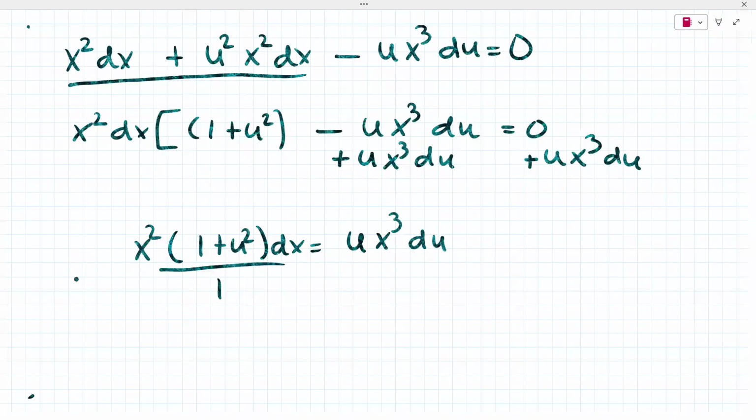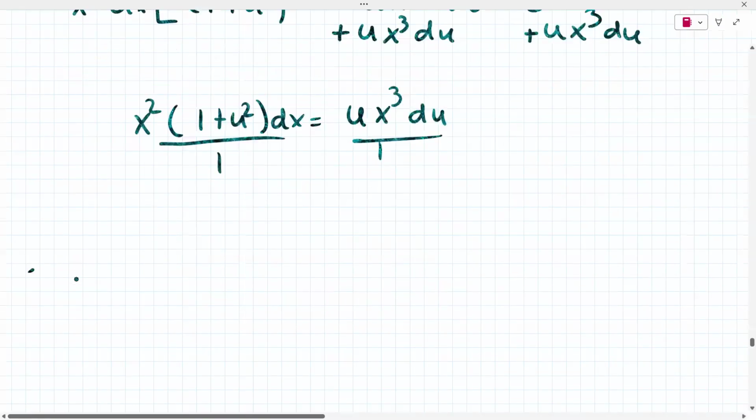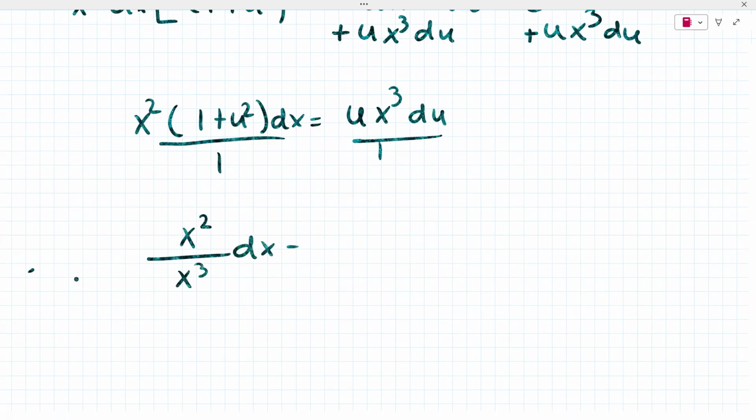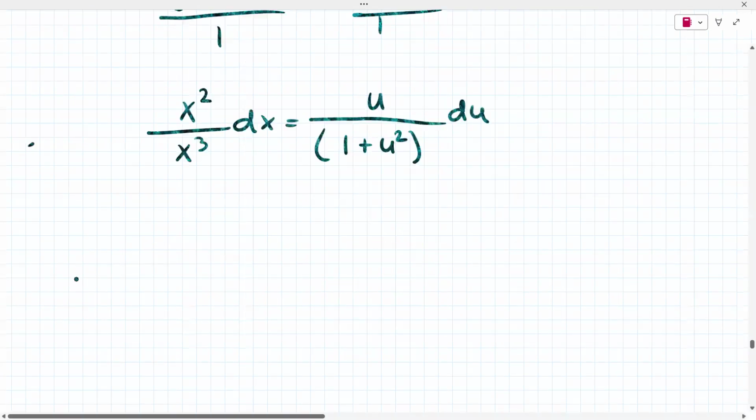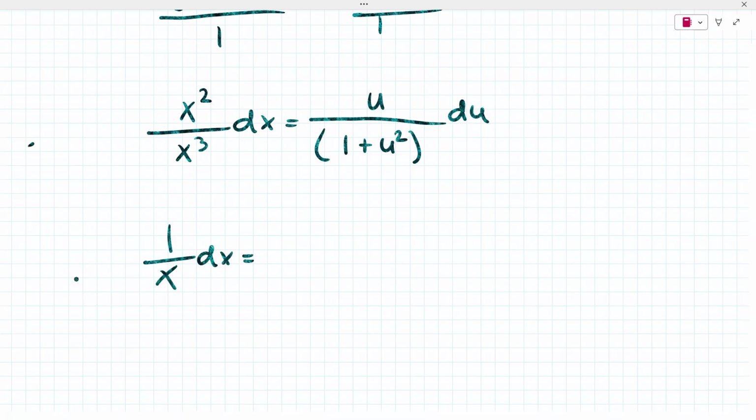Then you would cross multiply, right? So you're going to get x squared over x cubed dx equals u over 1 plus u squared du. And then over here, x squared over x cubed simplifies as 1 over x dx. And then over here, just leave it as it is. There's nothing you can do.